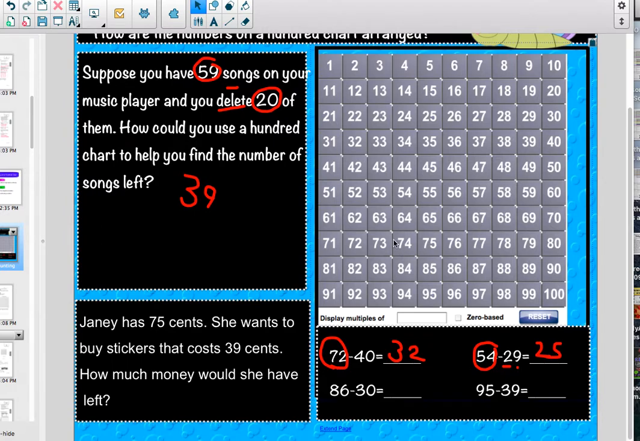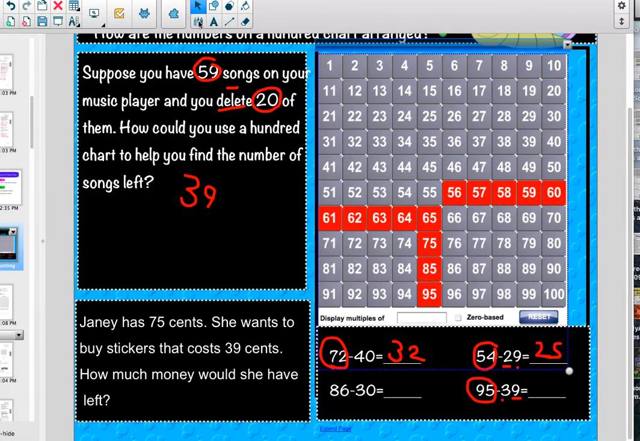Okay, so if I have, let's go ahead and do this one. If I have 95 and I'm going to take away 3 tens, and then I'm going to be left with 9 ones, right? So I have 95. I'm going to take away 3 tens, so 10, 20, 30. And then I'm going to take away 9 ones. So if I'm taking away, I go left. 1, 2, 3, 4, 5, 6, 7, 8, and 9, which leaves me at an answer of 56.